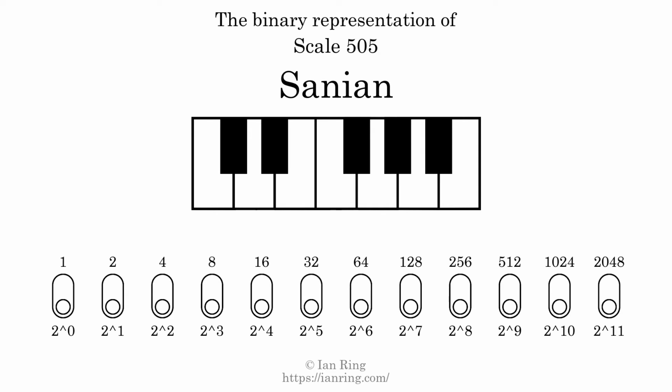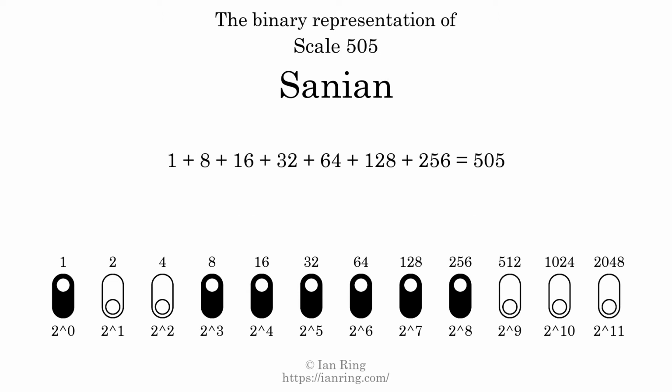The binary representation of this scale is determined by mapping tones of the scale to binary digits. Each binary digit represents a power of 2. To get the scale number, we add the powers of 2 together. The powers of 2 that are present in the scale, all added together, equals 505. That is why the scale number, in decimal, is 505.